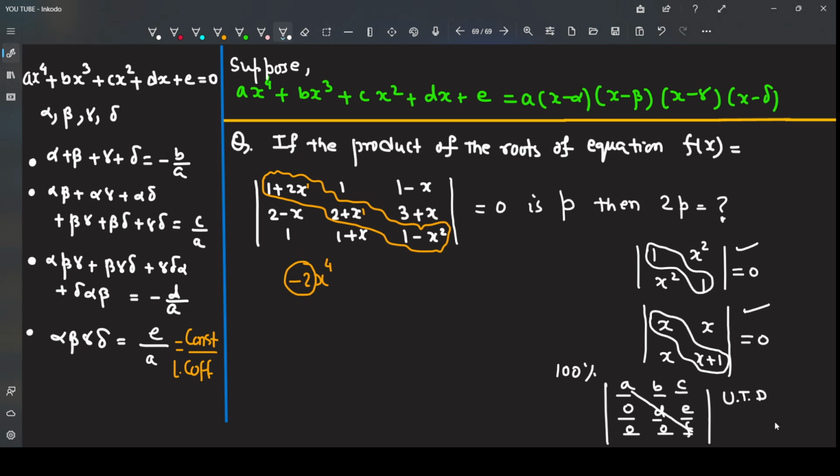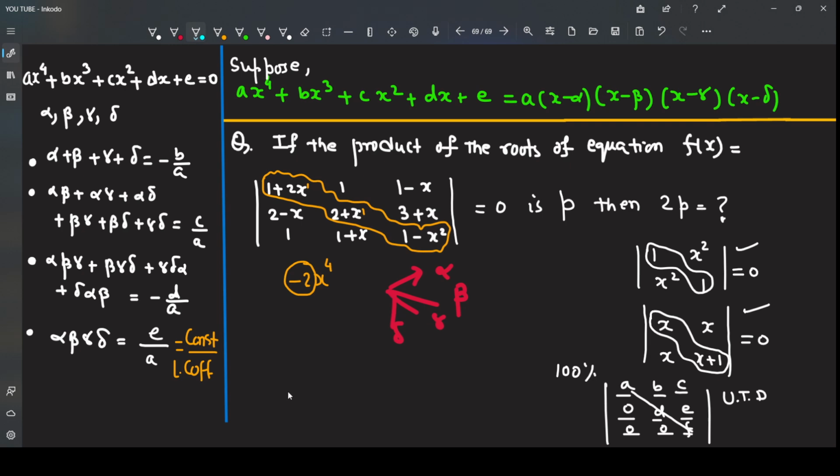So in our case, since x square is present here, we can say that the maximum power is present in the diagonal. Therefore, the degree of the polynomial equation is x power 4 and the leading coefficient is -2. Now, if it has 4 roots, alpha, beta, gamma, and delta, what is the product of these roots?